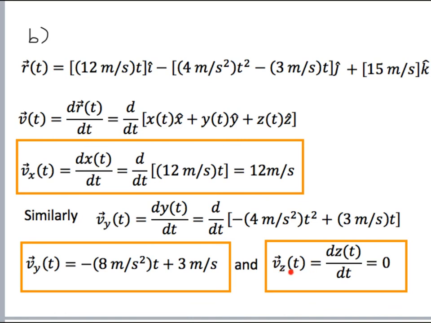And then for the z component, we have the derivative of z with respect to t. That's just that constant 15 meters, and the derivative of any constant is 0. So there is no z motion. So again, if this were an object that was rolling around on a tabletop, it might have velocity along x and y, but it wouldn't have any z motion because it's not leaping off the table. So the z motion is 0 in this example.